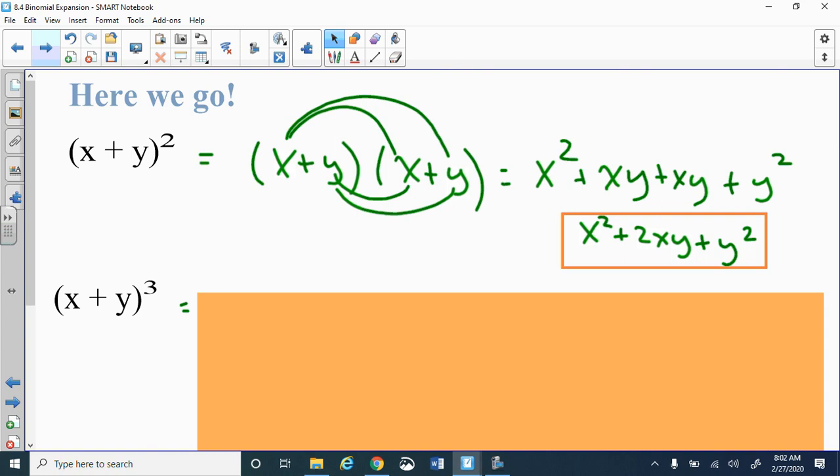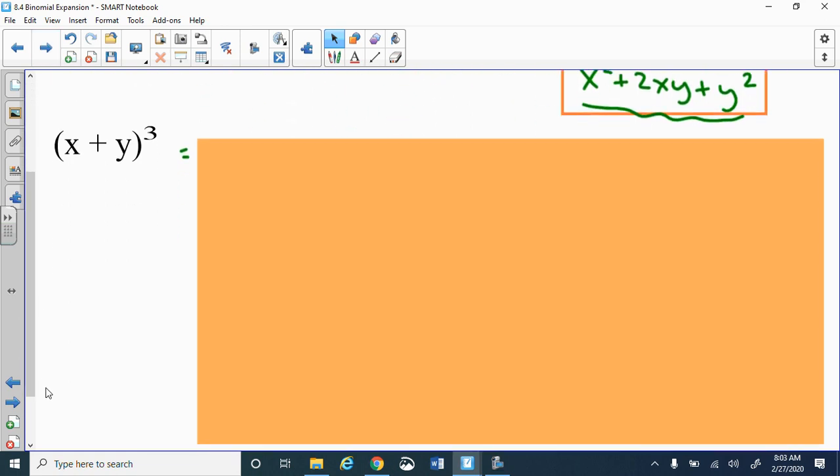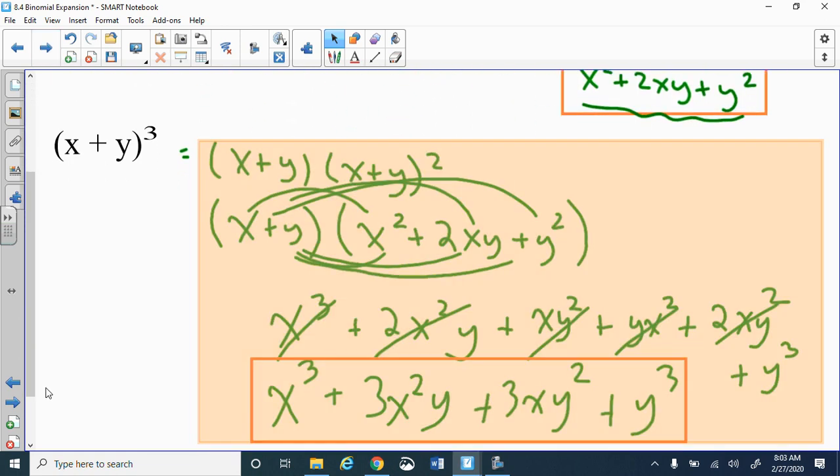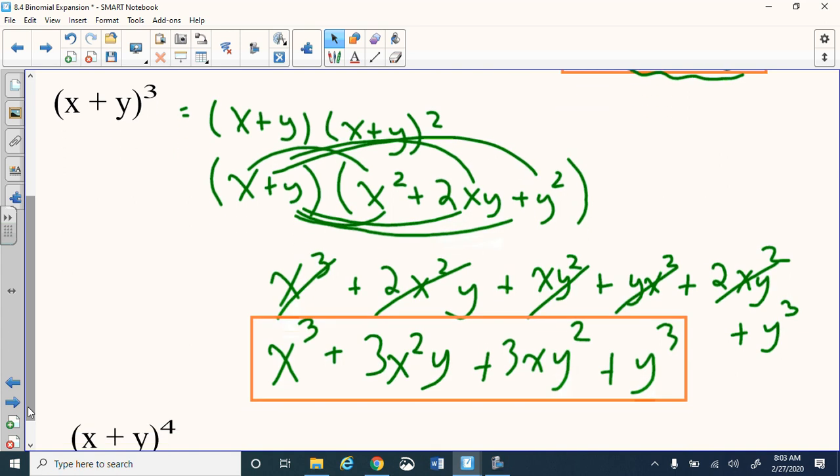Let's take the binomial x plus y, and let's raise it to the third power. You can do this by multiplying what we just got, the x squared plus 2xy plus y squared, times x plus y. Just pause this video, do it, and then we'll come back and check with me and see if you've got the same thing that I have. All right, so hopefully our answers align. If not, pause the video and see where you made mistakes.